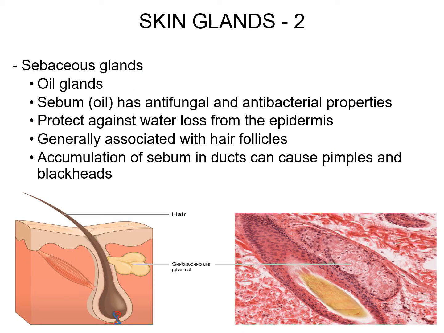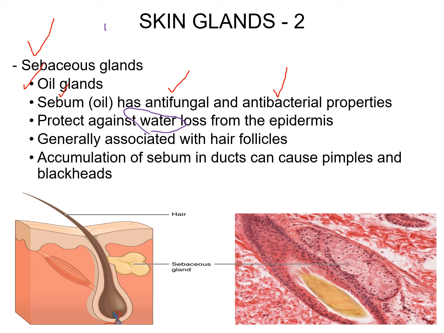This slide's just a review slide. We've already talked about this, right? Sebaceous glands are oil glands, which make oil, or aka sebum. I highlighted that they have antifungal and antibacterial properties. And because oil is essentially lipids, remember that water and lipids don't mix well, so it's going to prevent us from losing too much water.